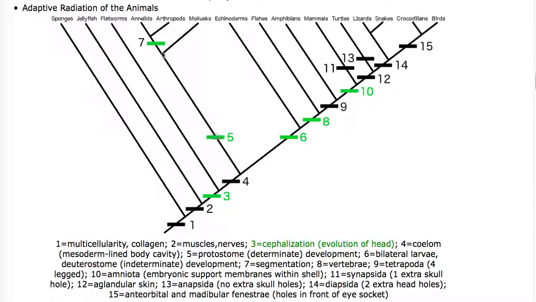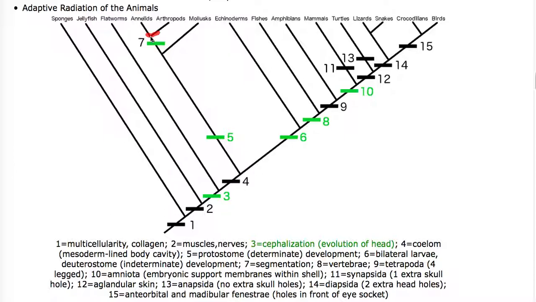That led, though, to number 7. 7 was segmentation. Segmentation is repeating body patterns. We humans have that in our spinal cord. It's a segmented series of bones. Well, here we have external segmentation happening with the arthropods and the annelids. So annelids are earthworms. Arthropods are things like insects and spiders, or arachnids and millipedes and centipedes, and the crustaceans.